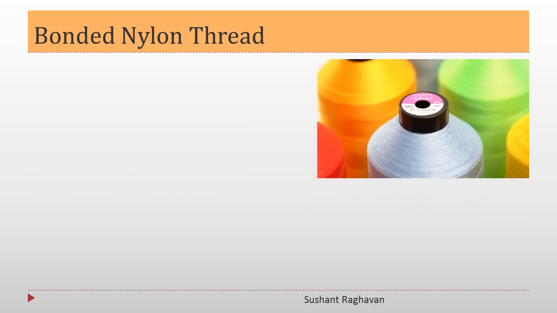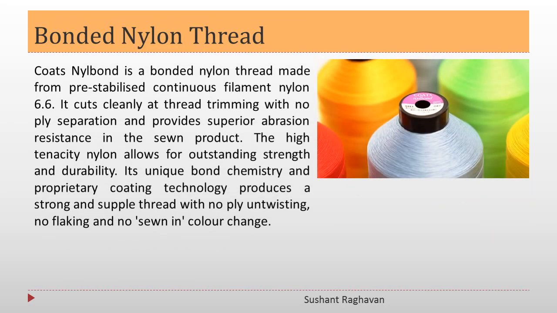Bonded nylon thread. Quartz Nylbond is a bonded nylon thread made from pre-stabilized continuous filament nylon 6.6. It cuts cleanly at thread trimming with no ply separation and provides superior abrasion resistance in the sewing product. The high density nylon allows for outstanding strength and durability. Its unique bond chemistry and proprietary coating technology produces a strong and supple thread with no ply and twisting, no flaking and no sewn-in color change.